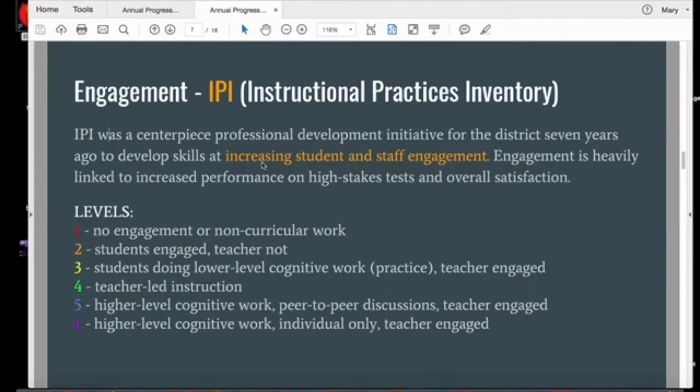Guys, Haley and Mika here, and we're just going to do a quick review of the IPI process and give you some strategies and practices in your classroom to use.